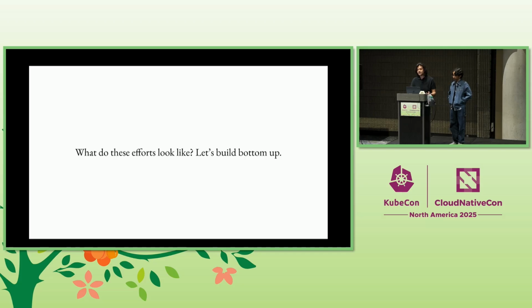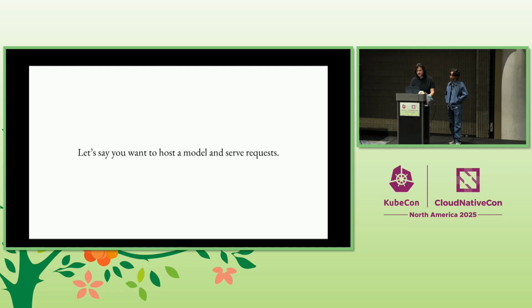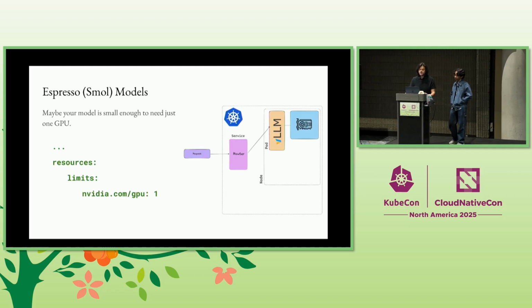What do these efforts look like? So let's start building bottom up. Let's say that you want to host the model and serve some requests. Let's start very simple. Maybe your model is small enough, or in what we like to call espresso models, they fit into a single GPU.